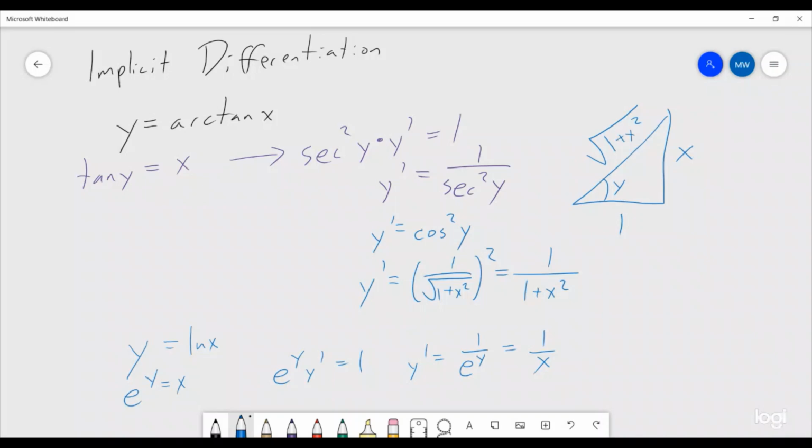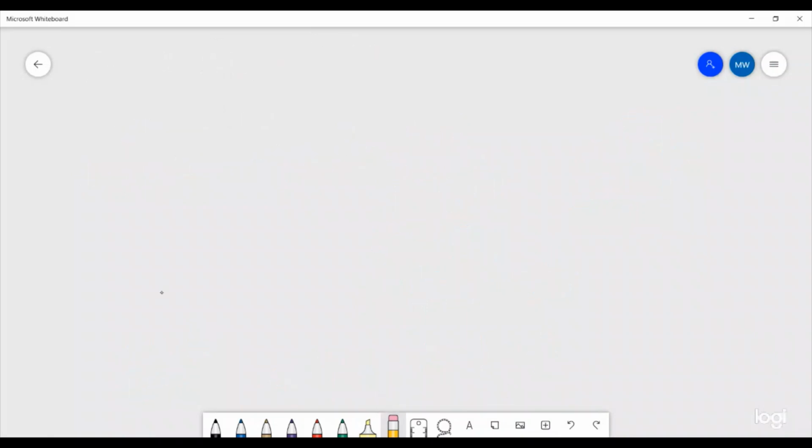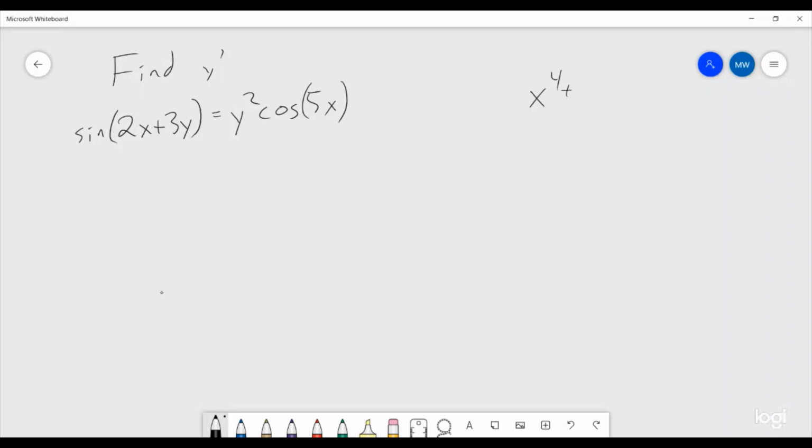Okay, now that we've gone through these two, let's do two problems that I'm going to ask you to do before I show you. First one, in both cases you're trying to find y prime. So the first one is sine of 2x plus 3y equals y squared cosine of 5x. And the other one is going to be x to the 4th plus y to the 4th equals 81.